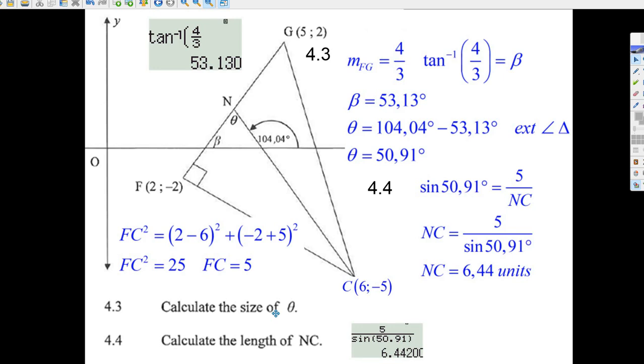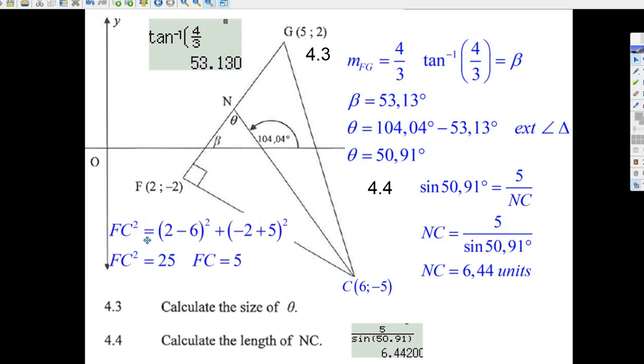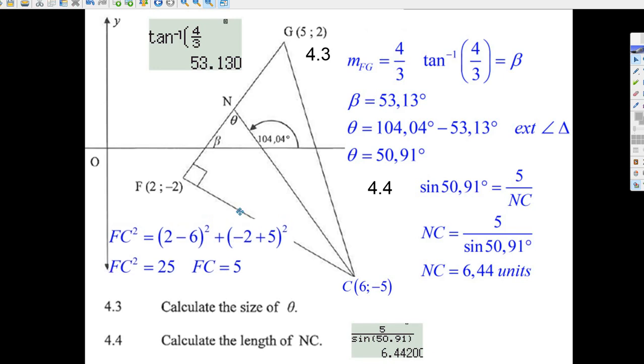Now the next question is pretty tricky because you're doing this analytical geometry and all of a sudden they ask you a trigonometry question. You could probably do it other ways, but trigonometry is the easiest way. I've got a right-angled triangle. I know the angle theta. If I could figure out this side FC, I can answer this question. How long is NC? Well, I worked out the length of FC. I subtract the x coordinates and y coordinates, square them and take the square root. And FC was something nice. It was 5, so this is 5 units.